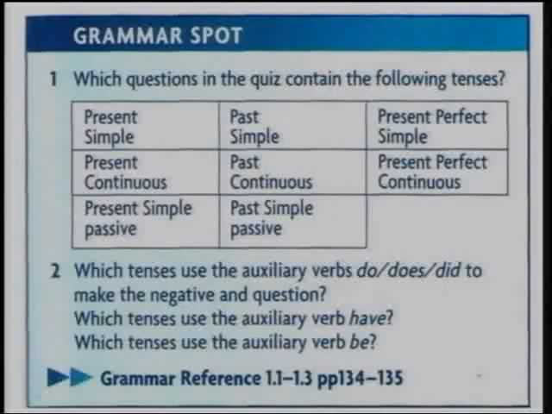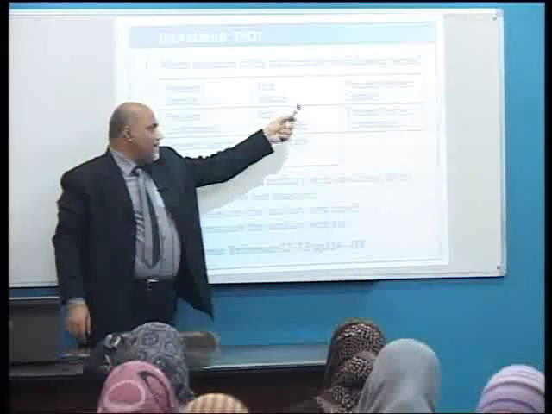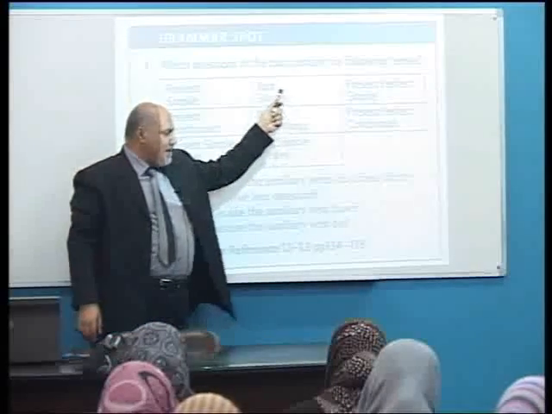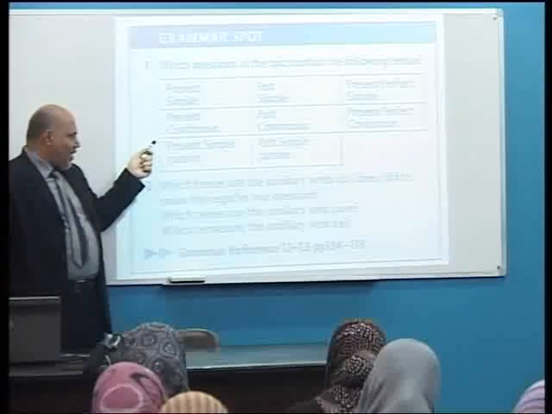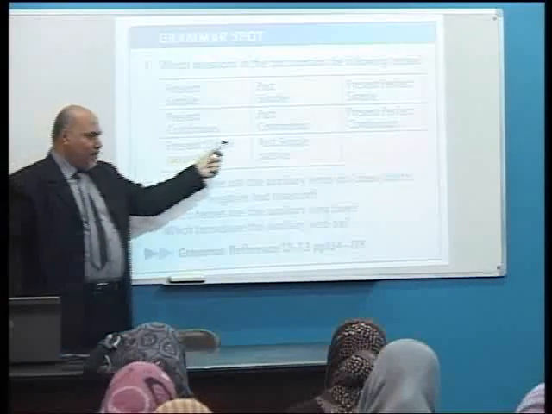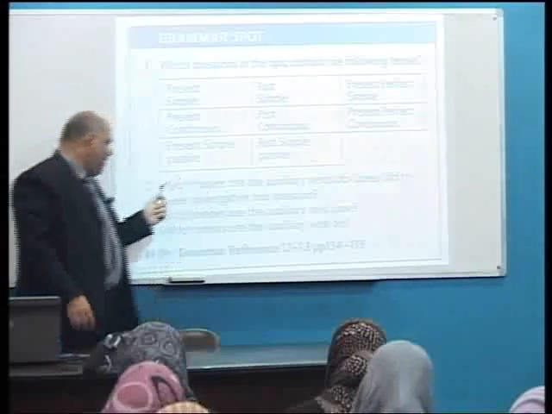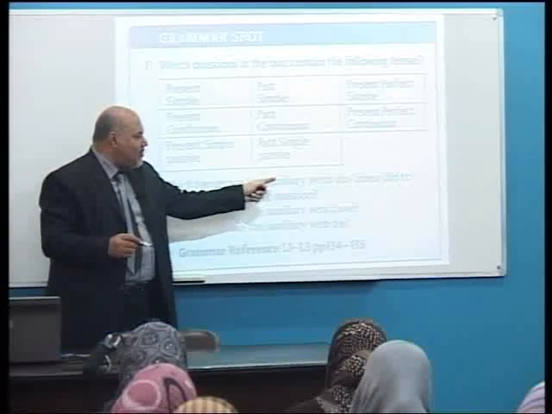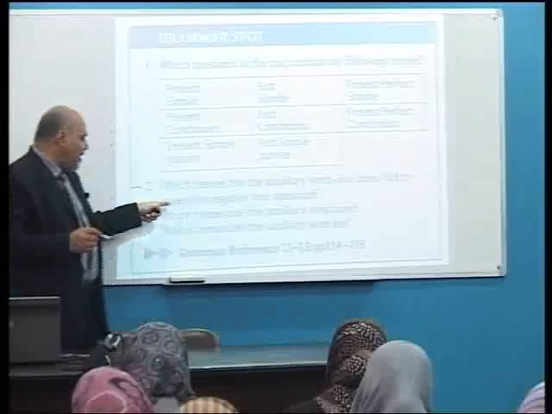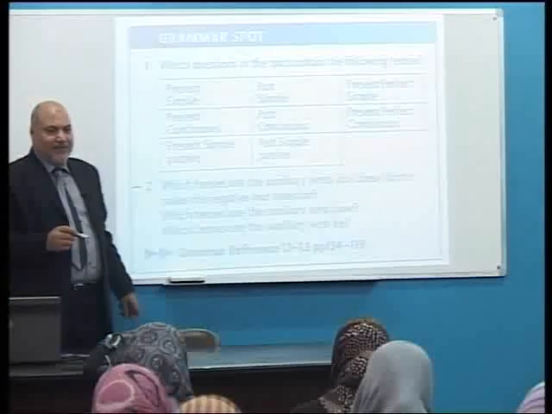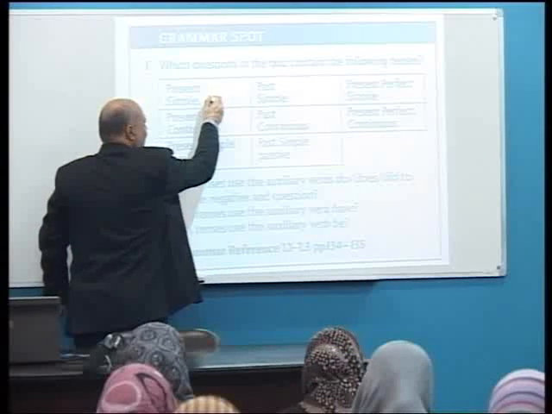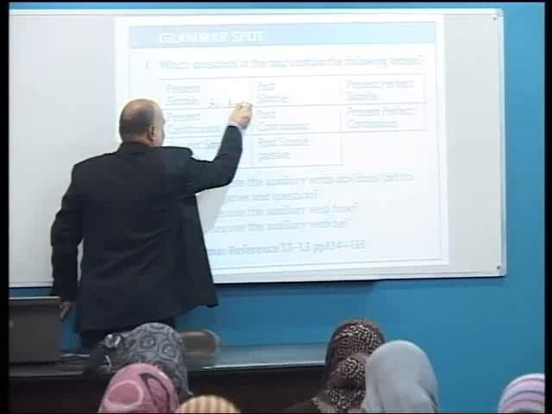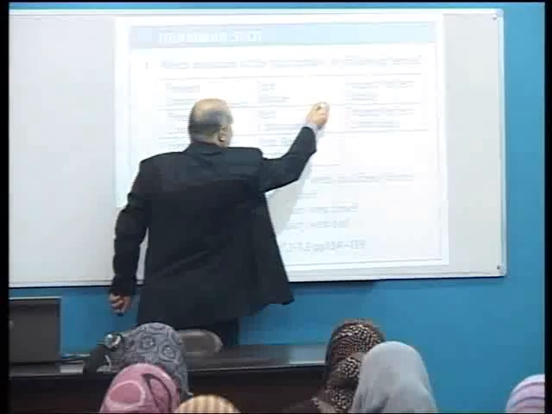Now, present simple, past simple, present perfect simple, present continuous, past continuous, present perfect continuous, present simple passive, past simple passive. The first question, which tenses use the auxiliary verbs do, does, did to make the negative and the question? Here, do, does, and did.